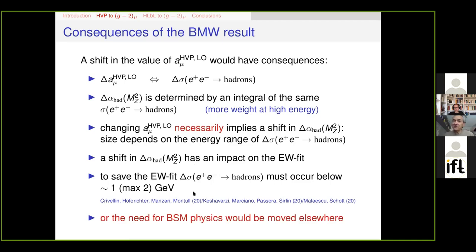Now, there have been analyses, in fact three different ones, which have discussed this issue, even though doing some hypotheses, because you don't know what shift in the cross-section the BMW data correspond to. But anyway, the conclusion of these three different analyses is that if you want to avoid problems in the electroweak fit, then the shift in the cross-section has to occur at low energy. At most up to 2 GeV, but better below 1 GeV. Because of course, the weight functions are different. You have the maximal contribution to a mu at low energy and the minimal to the running of alpha. And if you don't make this assumption, then you definitely have a problem with the electroweak fit.